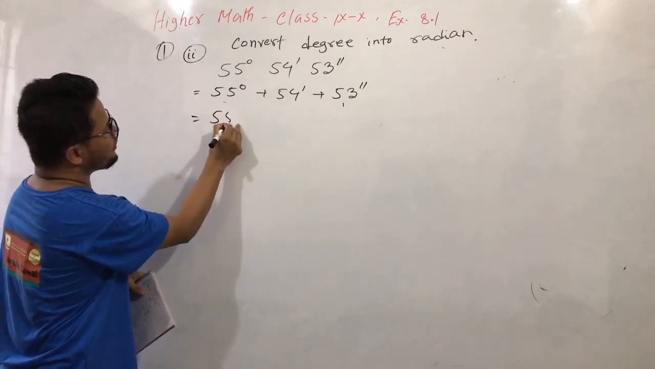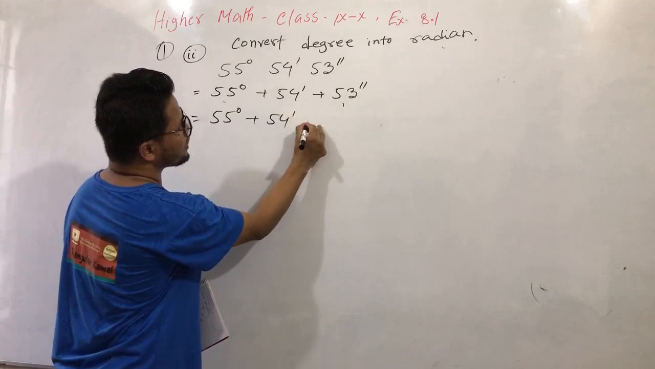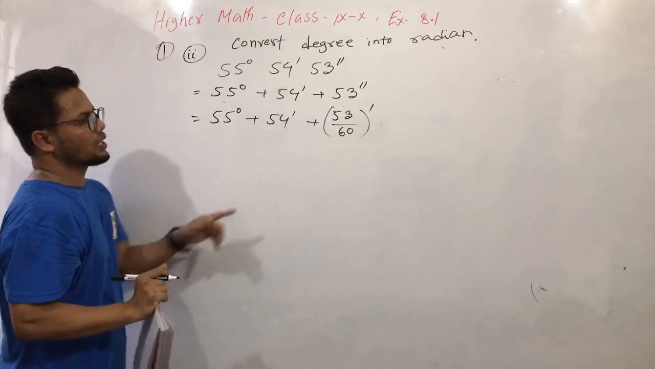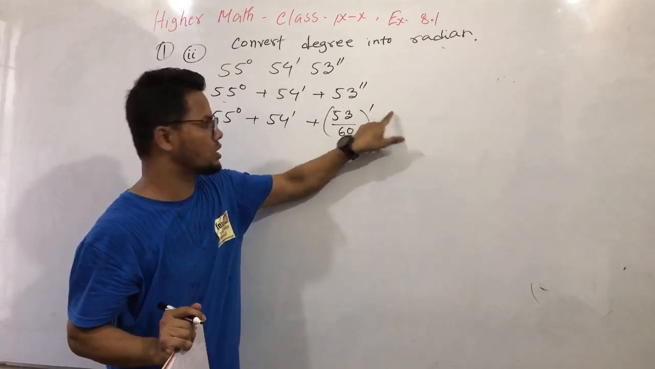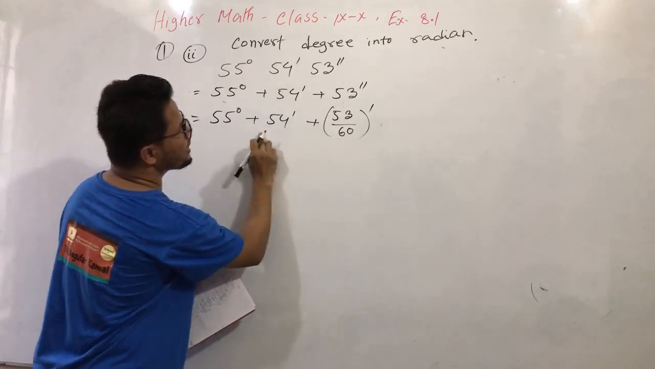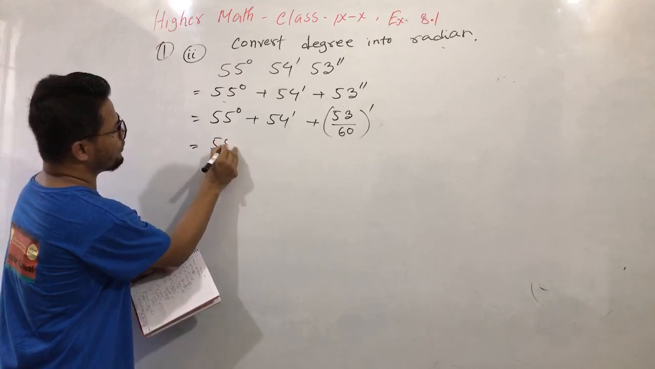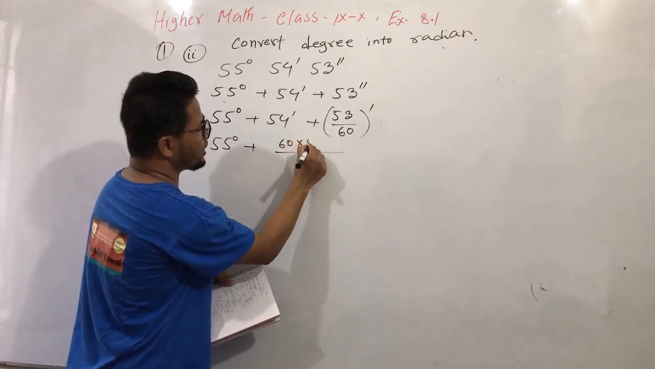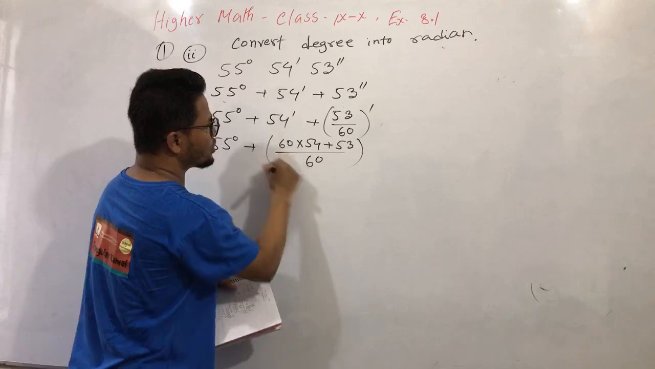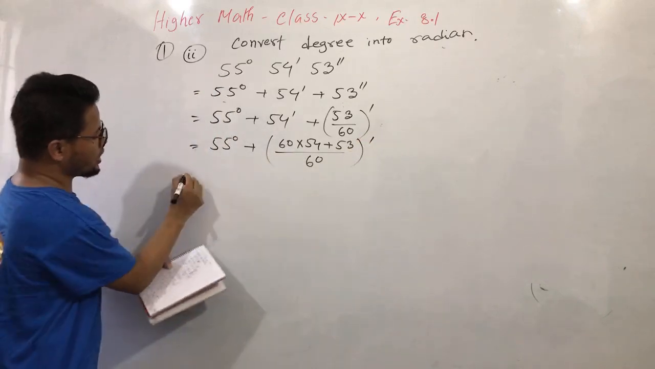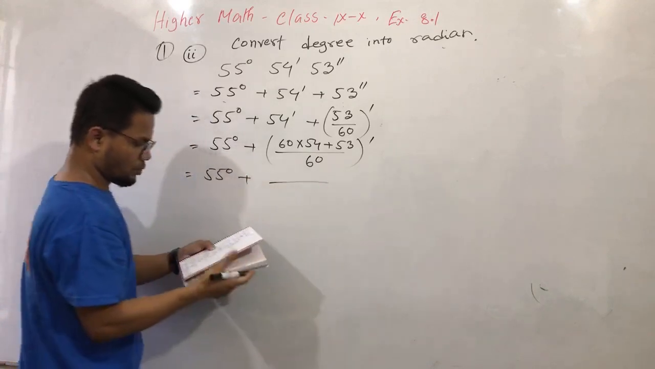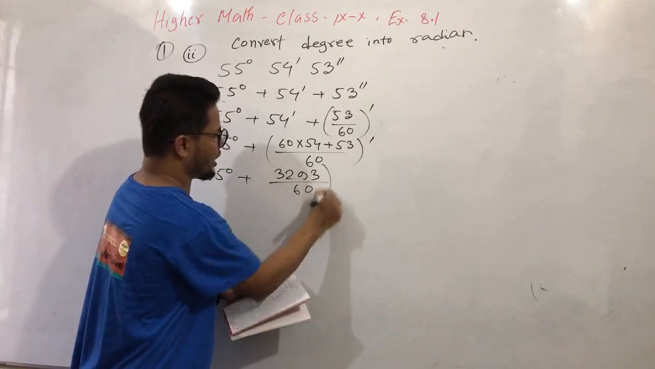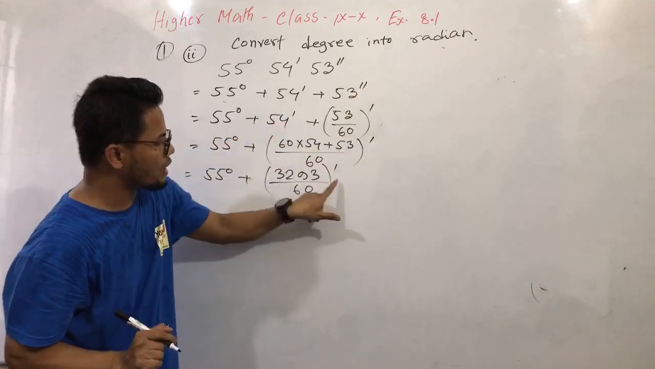Here the 55 will remain the same and the 54 also stays the same, and this 53 is divided by 60, so second is converted into minute, because we know 60 seconds equal 1 minute. Now both are in the same unit, so we can take the LCM: 54 plus 53 over 60, which is 60 times 54 plus 53, all in minutes. After calculation, this is 55 plus 3293 divided by 60, and now second is converted into minute.